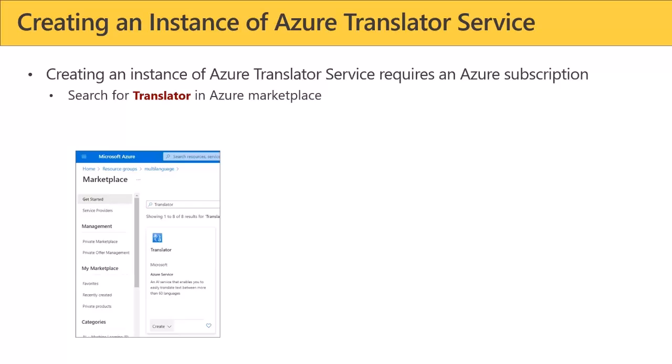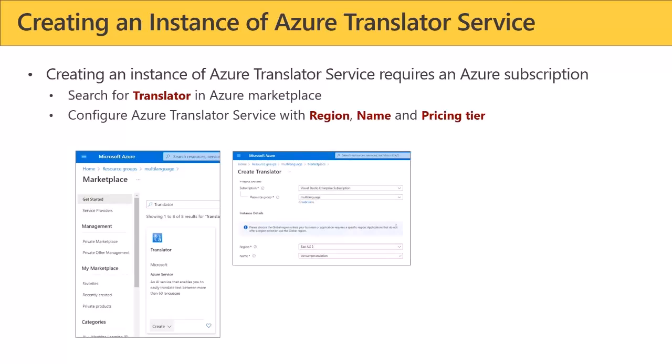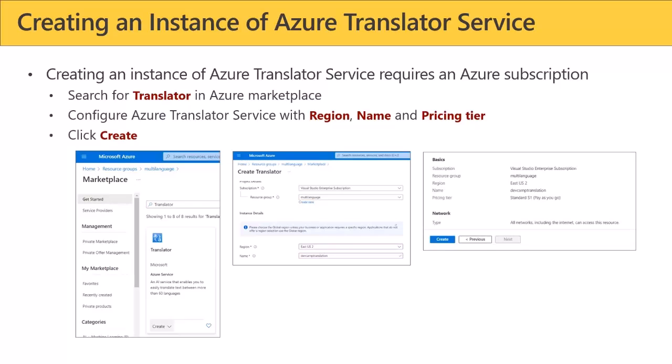Now, I'm not going to spend much time here, but one of the things you're going to need is a key to the Azure Translator service, and you're going to need an Azure subscription or a friend with an Azure subscription to do this. So if you go into the Azure portal, go to the marketplace and search translator, you'll find Translator. You want to get this Translator. You're going to give it a region, a name. There's also a pricing tier.